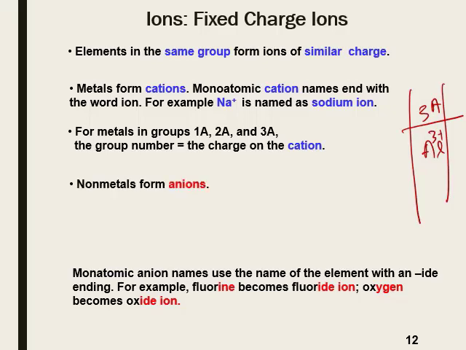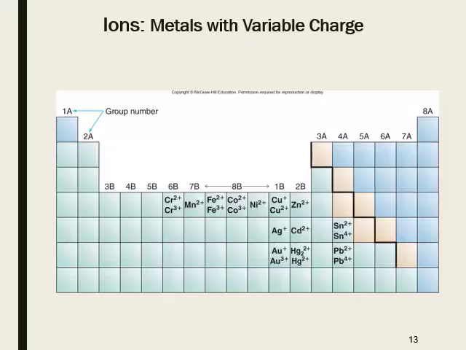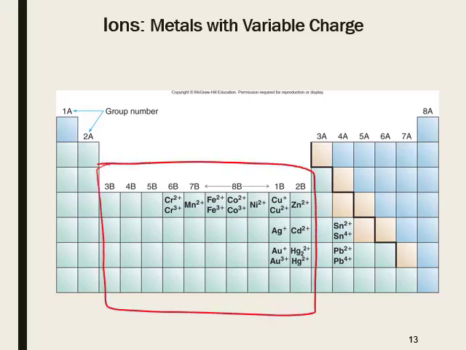Similarly, non-metals, 6A, 7A, are called fixed charge because they will always have the same charge with no exception. Transition metals, on the other hand, are called variable charge metals. Now, transition metals are found in the middle of the periodic table, so these are called transition metals, and their group numbers will have a letter B on top.